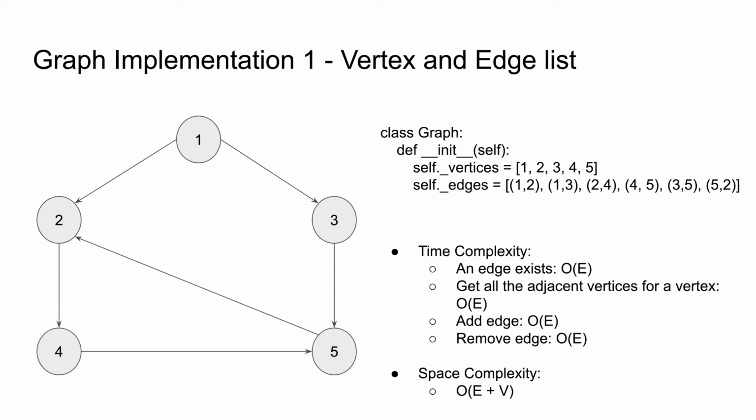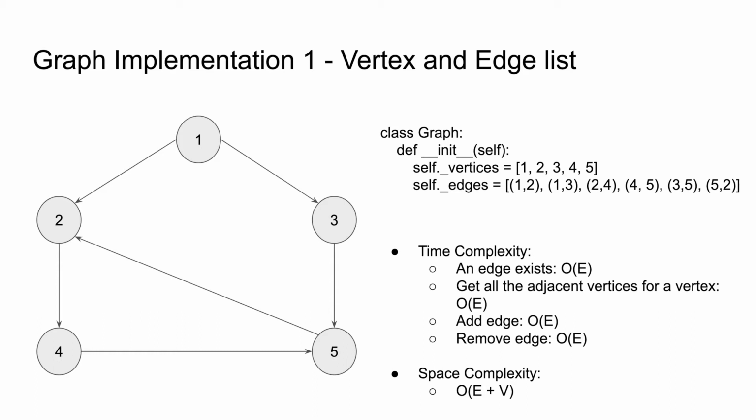So the time complexity of different operations we can perform on this graph. For example, an edge exists. If we want to check whether there is an edge between two given vertices, we'll have to iterate through the whole edges list, and that's the reason it's O of E, where E is the number of edges in this particular graph.